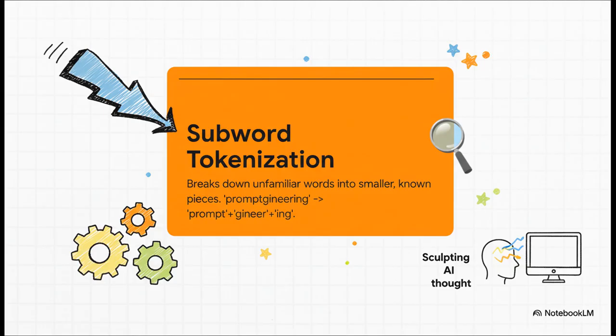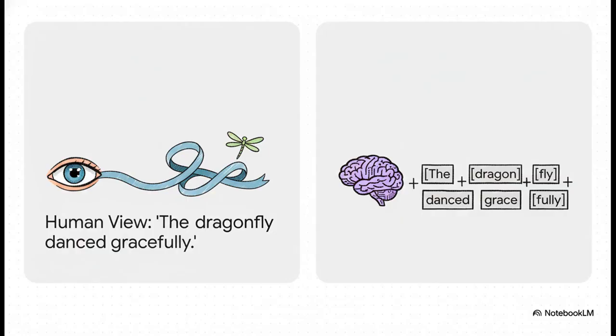Pretty clever, huh? And this slide just illustrates that difference perfectly. We see a nice, poetic sentence. The AI, it sees a sequence of building blocks. Dragon plus fly, grace plus fully. It's literally putting together the meaning from all these smaller individual tokens.